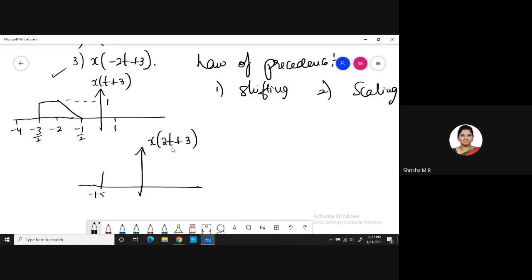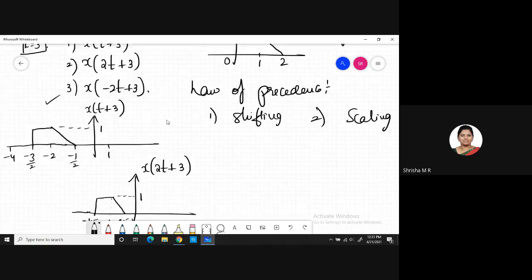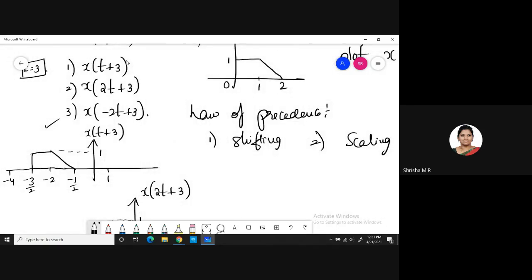Minus 1.5 to 0.5. Got it? So now we have done x of t plus 3. We have shifted the signal left by 3 instants and we have scaled it by a factor 2. Now we have to time reverse the signal to get x of 2t plus 3.